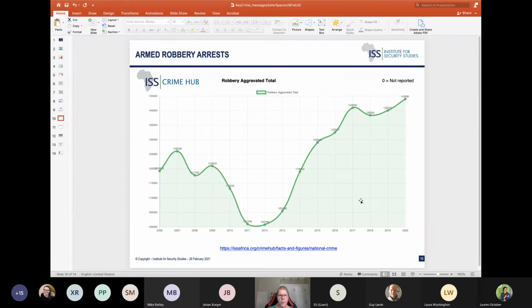When we look at armed robbery in general, and we look at the arrest rates or the number of arrests through the years, we see that there was this dip in 2011, 2012. And we see this huge number of arrests, but they don't necessarily translate into detection or conviction.